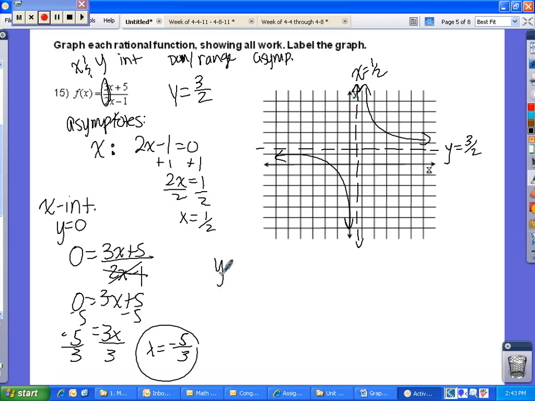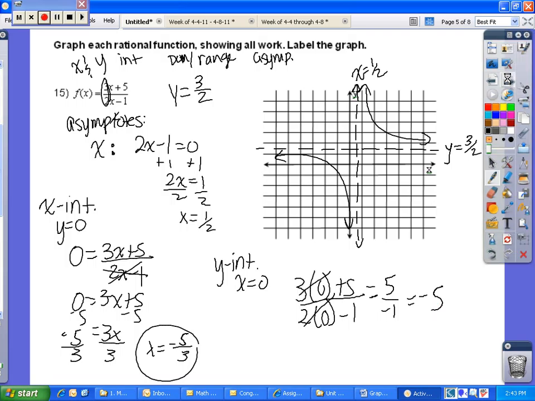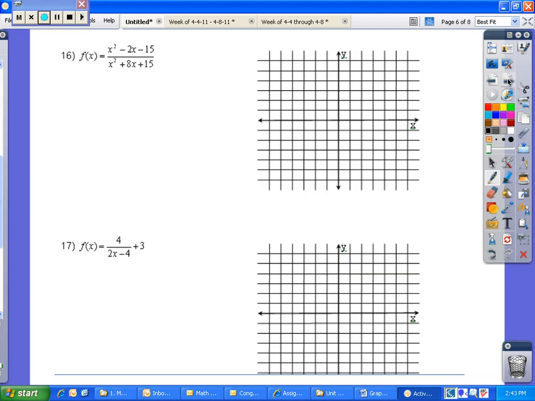So that's your x-intercept. Your y-intercept is when x equals 0. So therefore you're just going to substitute 0 in for 3 times 0 plus 5 over 2 times 0 minus 1. Anything times 0 is 0, so now it's just 5 over negative 1, which is negative 5. Alright, so that's exactly the process you're going to use with all of the problems. So for the next one, you want to do the same thing. We'll do one more together.